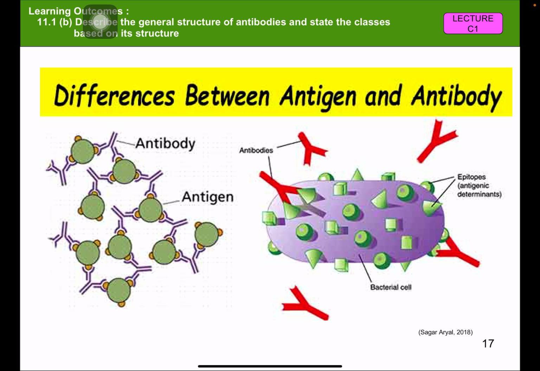This is a diagram of the differences between antigen and antibody. Usually our antibody is a Y shape, this one. And these antigenic determinants or epitopes will bind with the different types of antibodies. So you can see they have different shapes.